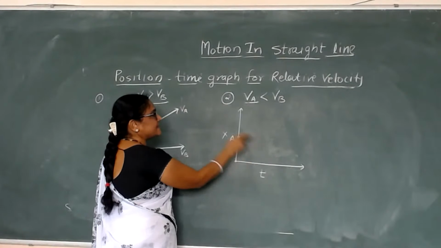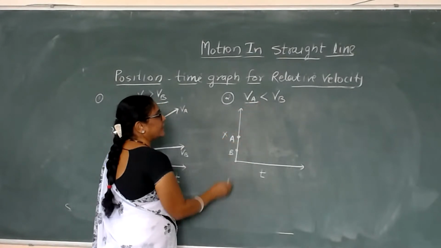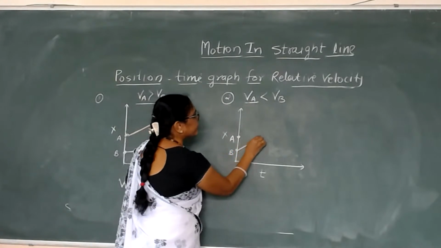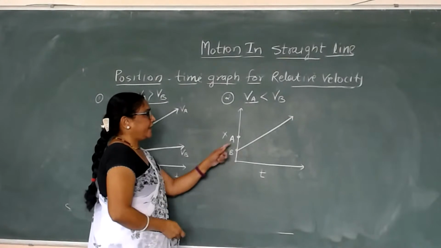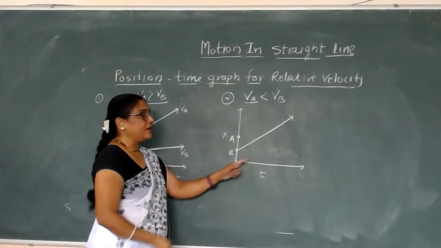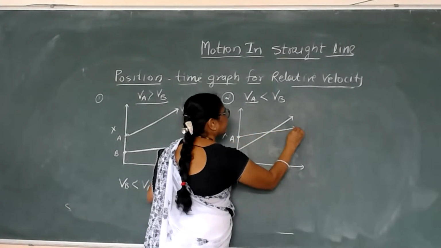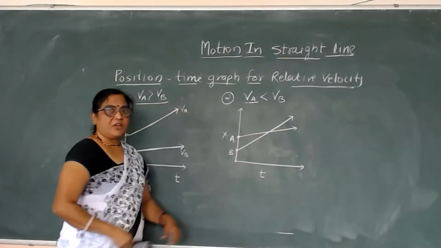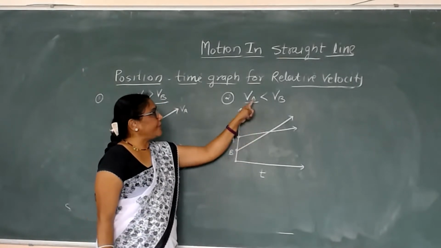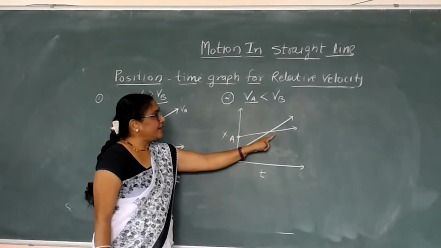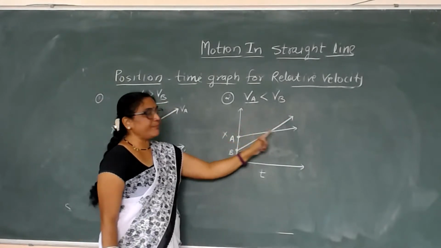This is the x-axis, this is the y-axis. So A is moving slower than B. So B is moving fast. The rate of change of displacement of B is more than A. So A is moving slow. If we see this graph, we say that the velocity of A is less than B because B is moving faster as compared to A.